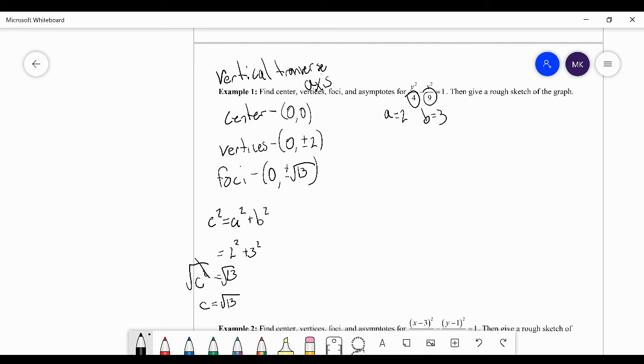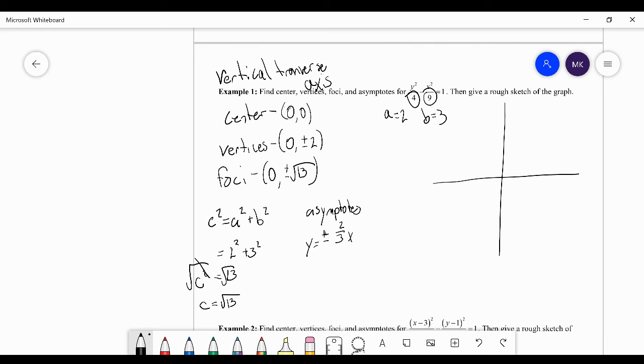Now, we have our center, we have our vertices, we have our foci, we need the asymptotes. So to find our asymptotes, it's y equals the value that goes with y, so in this case that's a, over the value that's associated with the x, which in this case is b. So it's going to be plus or minus 2/3 x. There's no h, so I don't need to worry about that. There's no k, so don't need to worry about that. It's just simply plus or minus 2/3 x. So let's get our graph.